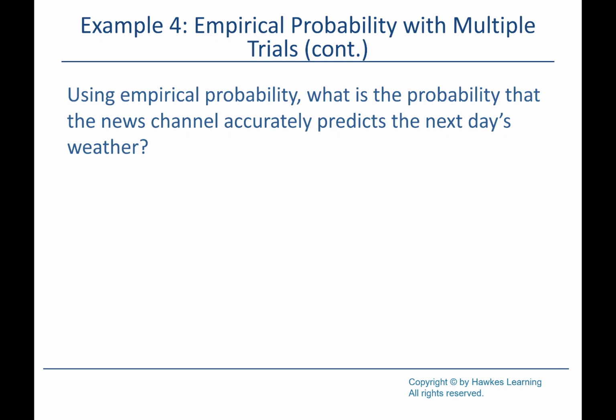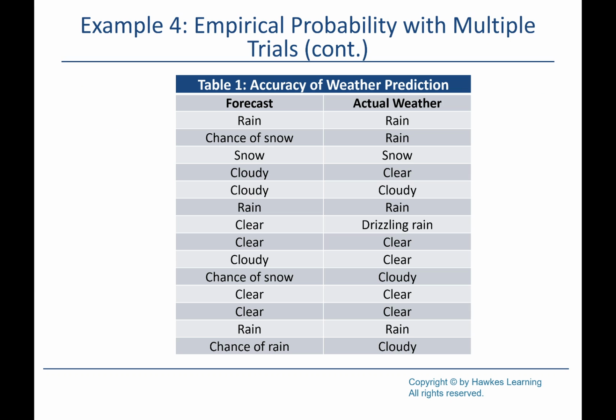So in order to do classical probability here, we would have to know every time they've made a prediction. And then we would have to know the actual weather that day. And that could be a whole lot of numbers, right? A whole lot of days worth of weather. So instead, we're just taking these 2 weeks. We're going to calculate our probability based off of these 2 weeks.